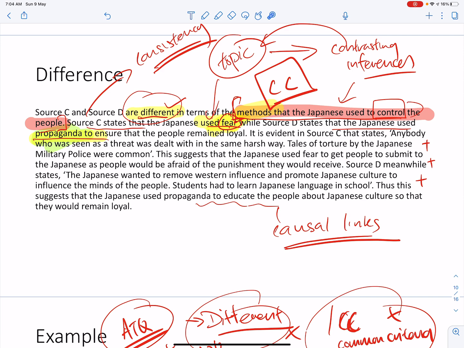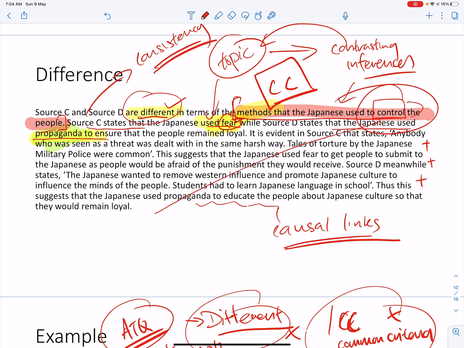Then I move on to my evidence of D. D meanwhile says the Japanese wanted to remove Western influence to promote culture, influence the minds of the people, have to learn Japanese. So going back to here, this is also about the method used to control. So now it's no longer fear, right? This means that the method, again, causal links, Japanese use propaganda to educate about culture so that they will remain loyal, and once they are loyal, you will have their control, right? You will have the control of the people.